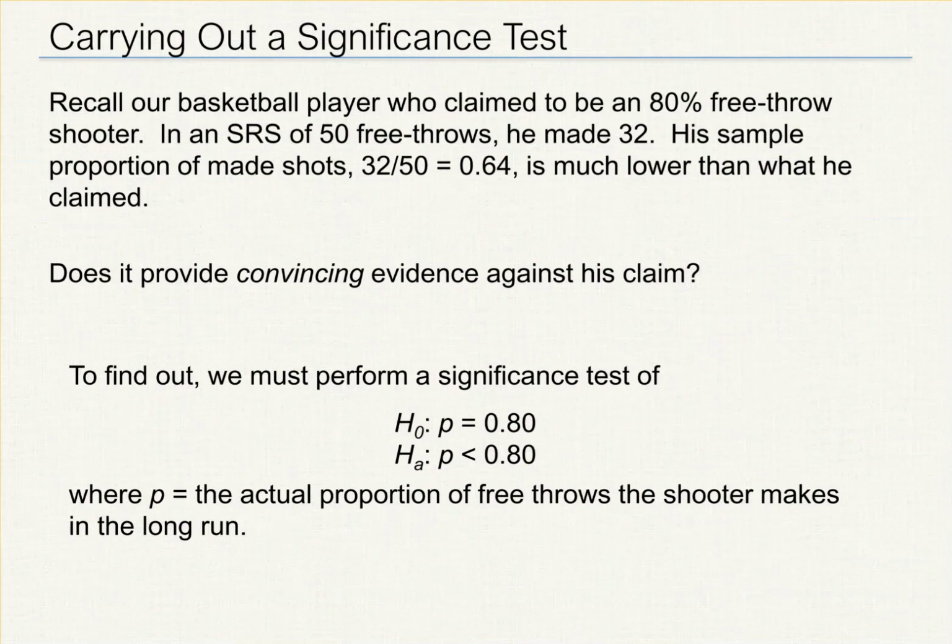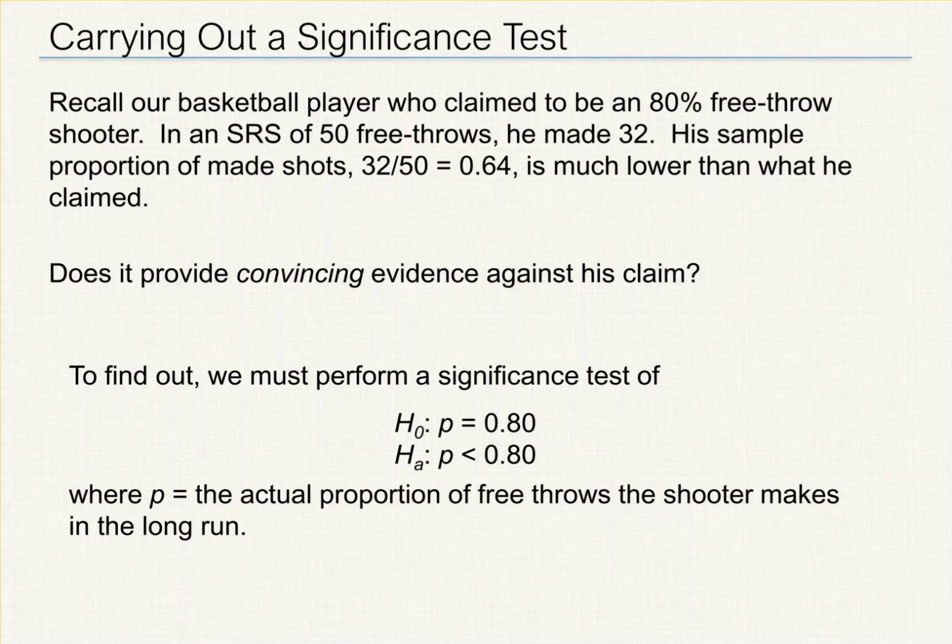So let's go back to the same example that we talked about before. We had a basketball player who claimed to be an 80% free throw shooter, and in a simple random sample of 50 free throws, he made 32. So his sample proportion of made shots was 0.64, again much lower than what he claimed. We analyzed it and saw in a simulation we ran that it was highly unlikely to happen, so we thought he probably was not telling the truth. But does it provide convincing evidence against his claim?